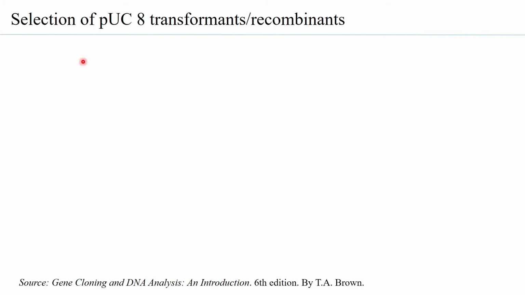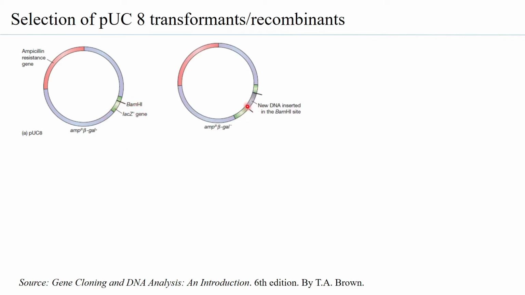So therefore, let us look at how, using this strategy, pUC8 transformants and recombinants are observed. So this is the pUC8, where let us assume that we are using BamHI, which is one of the restriction endonucleases, at the RE site in the multiple cloning site. So using BamHI, a new DNA or a gene of interest is inserted. With a gene of interest being inserted in the lacZ prime gene, there is disruption of the lacZ prime. So effectively, the lacZ prime will become inactive.